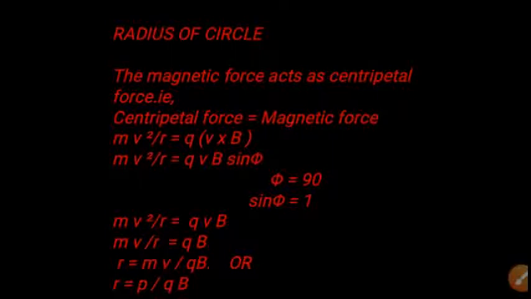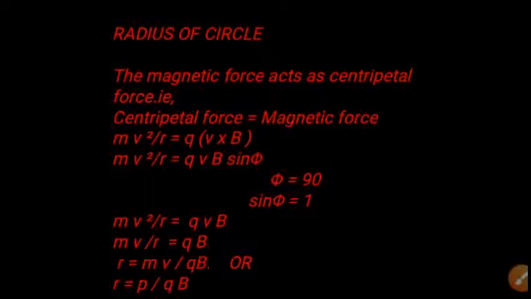In the first year, we have studied the equation for centripetal force, that is mv square by r. That is, when a particle of mass m moves with a speed of v along a circle having radius r, the centripetal force will be mv square by r. So putting that expression here, we can write mv square by r equal to magnetic force.